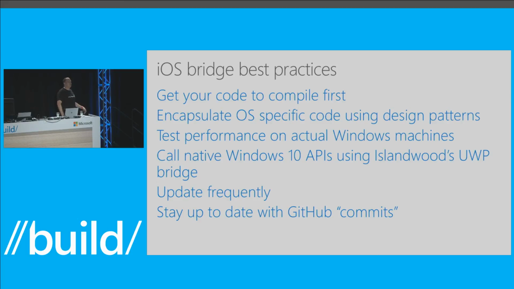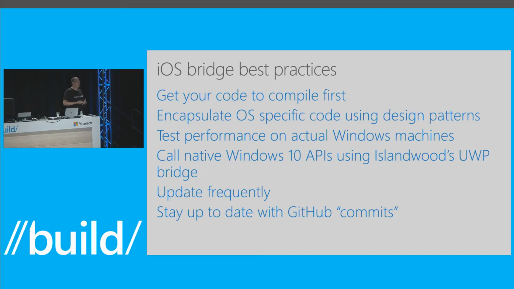Another thing is to encapsulate your OS-specific code using design patterns. Really good tip that'll help you. The third best practice actually is kind of a funny one. You want to test performance on an actual Windows device. In the beginning, we used VMware, and obviously having a virtual machine is great and convenient, but we were running into a lot of really weird audio issues or visual issues, excuse me, and once we switched over to an actual hardware device, they went away.